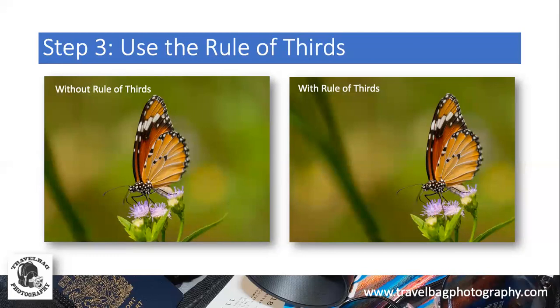It's almost like, okay, where is that butterfly, and where's he wanting to fly to? What's in front of the camera? What's he see that we don't see, and where's he going? And that's how the rule of thirds works. It's very cool.